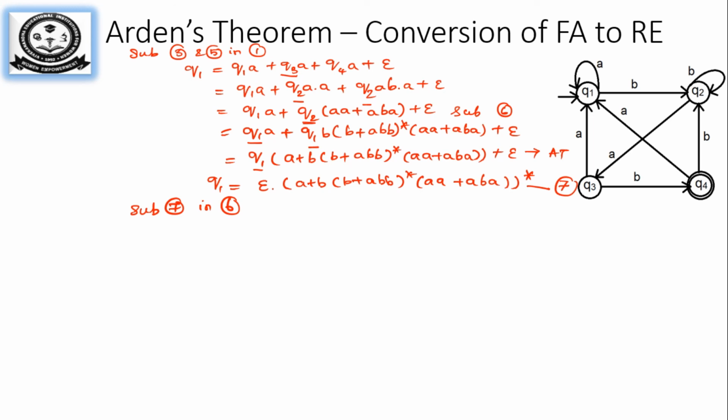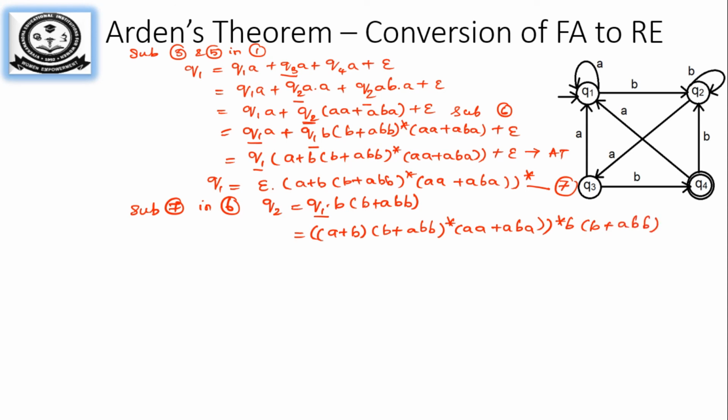Your sixth equation is Q2 is equal to Q1 into B plus B plus ABB. Now instead of Q1, I am going to write this. So I will write the entire term. So A plus B, B plus ABB star and AA plus ABA the whole star into B, B plus ABB. Now we will term this as the 8th equation.